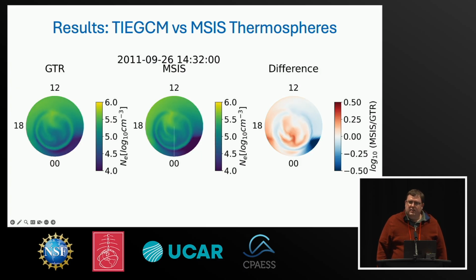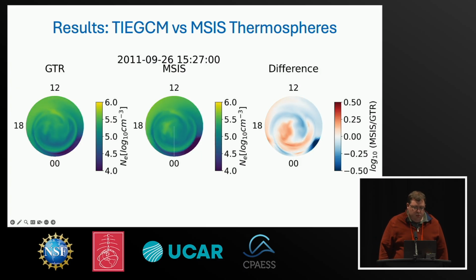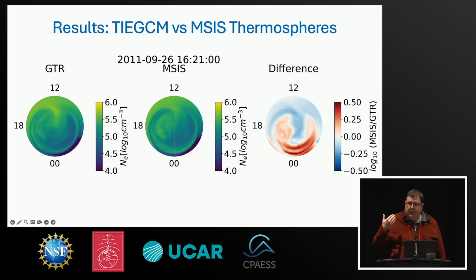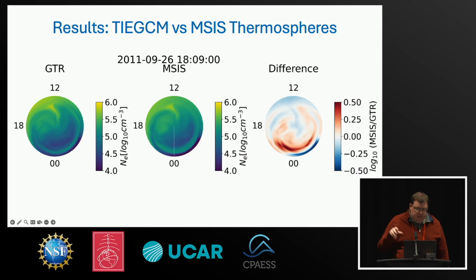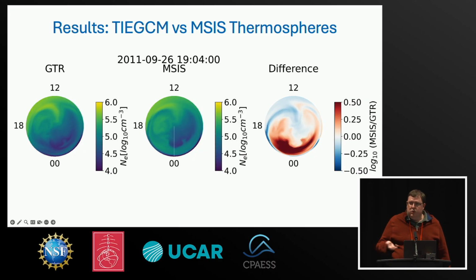As the activity continues, you see that this tongue of ionization twists apart. It does actually segment and form something that kind of looks like a polar cap patch. And we get all these mesoscale structures all throughout the polar cap.